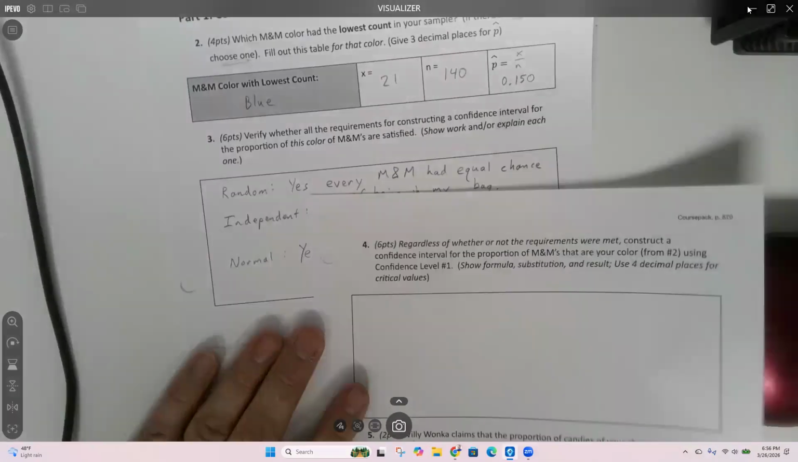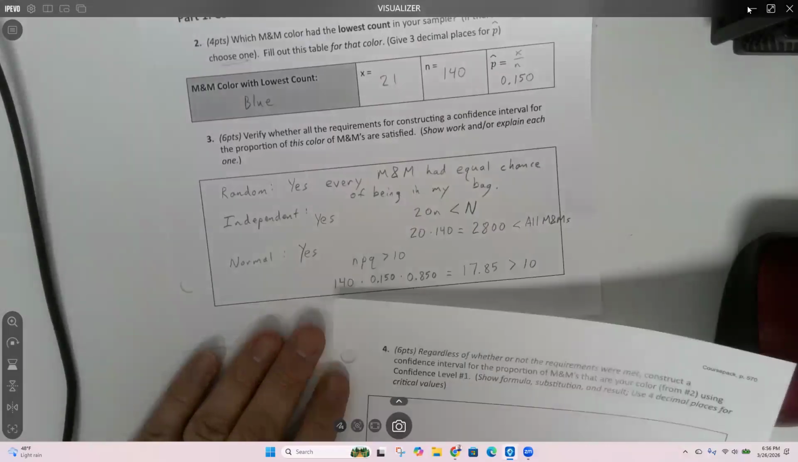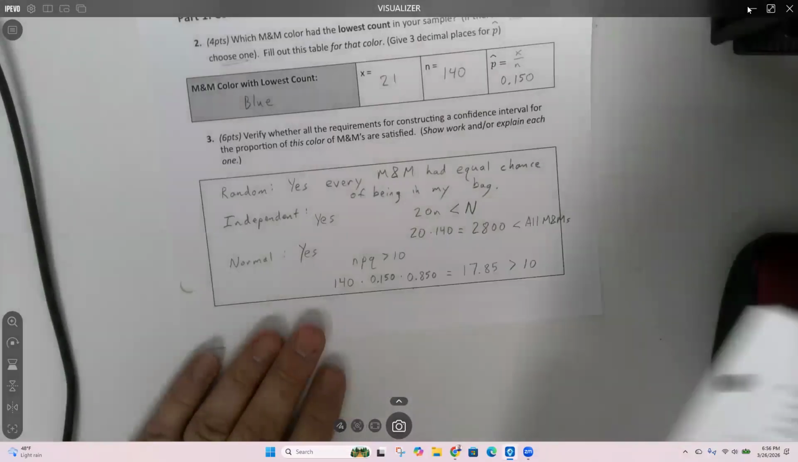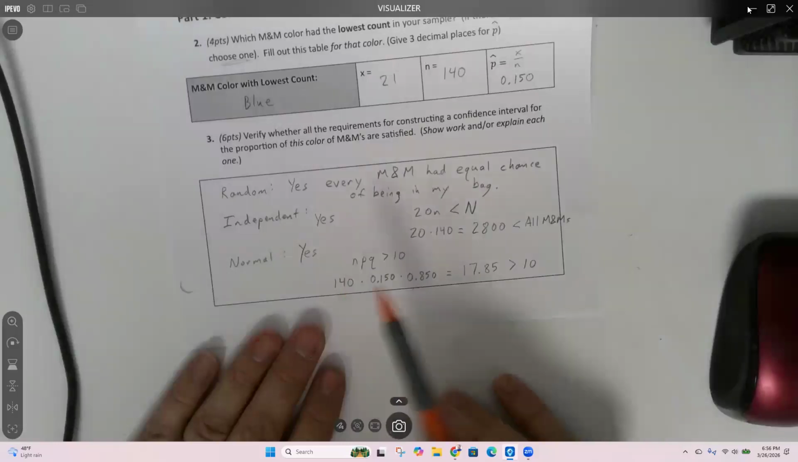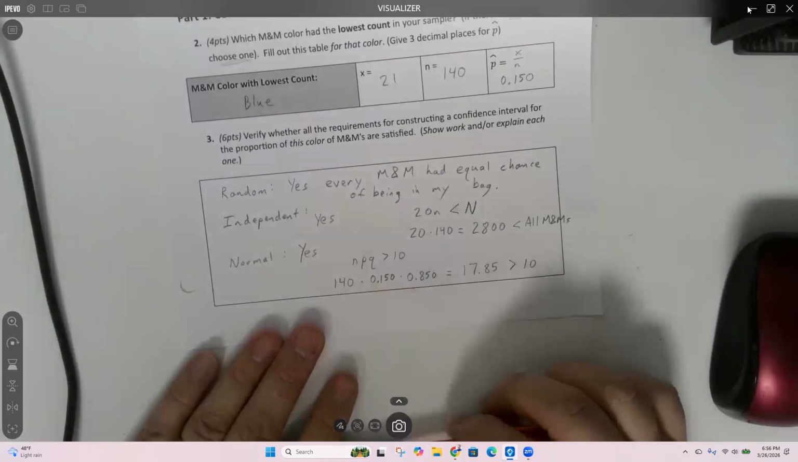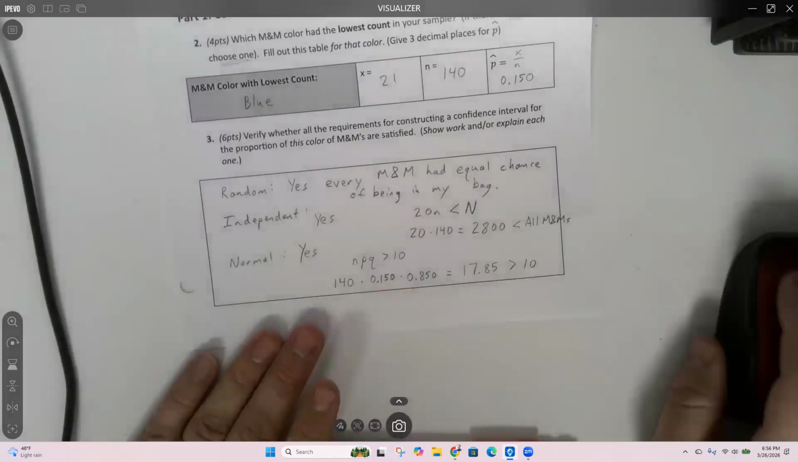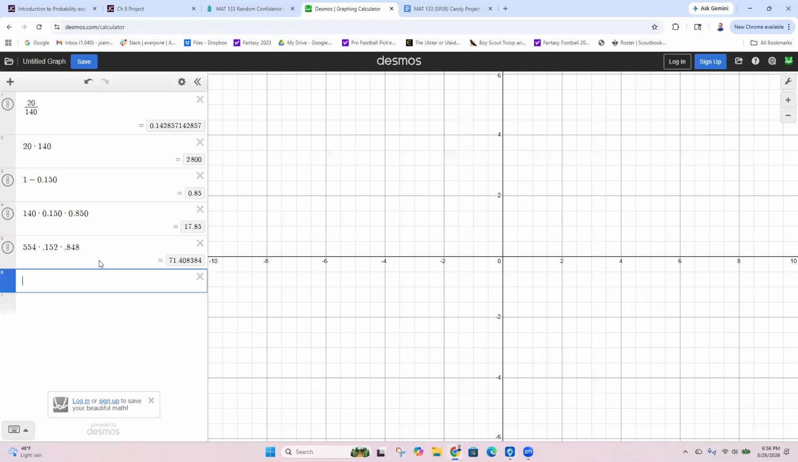So not only did she have a small sample size, she also had a small p hat value. So yeah, that's crazy. Because even if you do have a large sample size, if your p value is very small, then that's still going to be a problem, right?